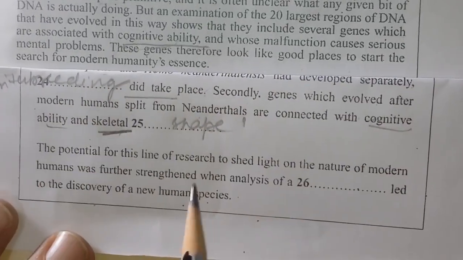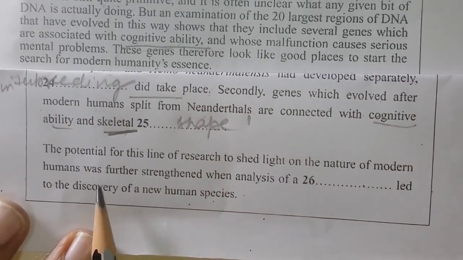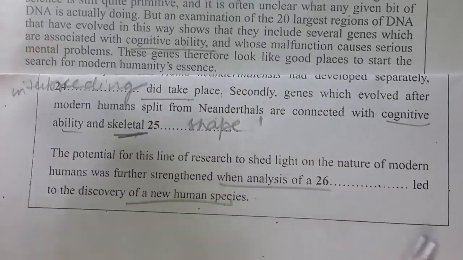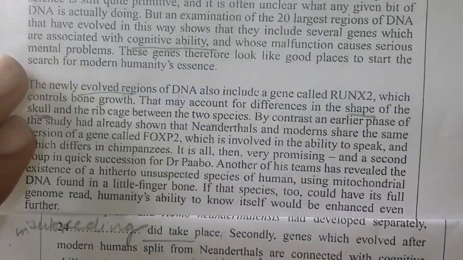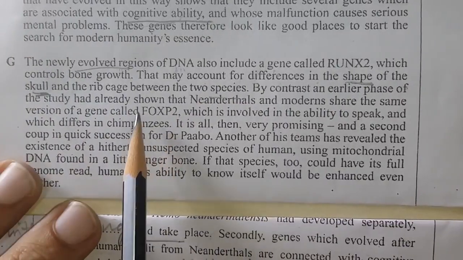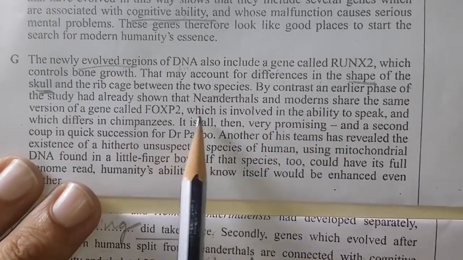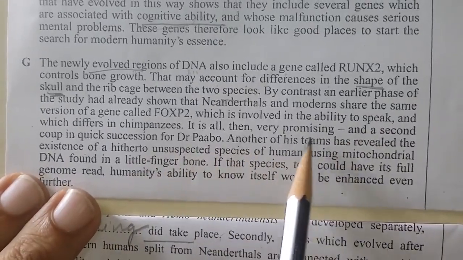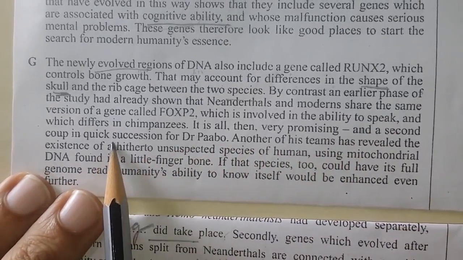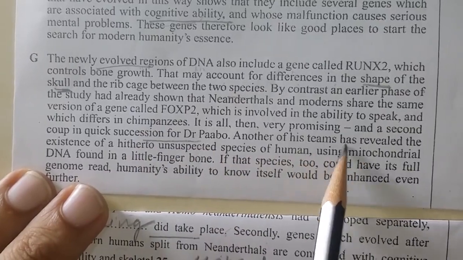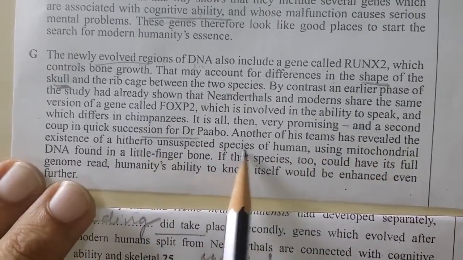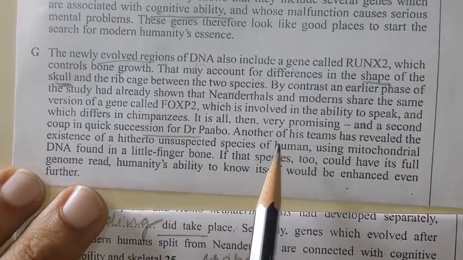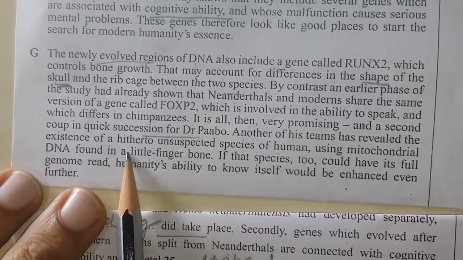Third, the potential for this line of research to shed light on the nature of human evolution was further strengthened when analysis of a dash led to discovery of a dash. It shows that modern humans have the same version but involved in the ability to speak. In quick succession, another team has revealed the existence of a species of human using this, found in a little bone.